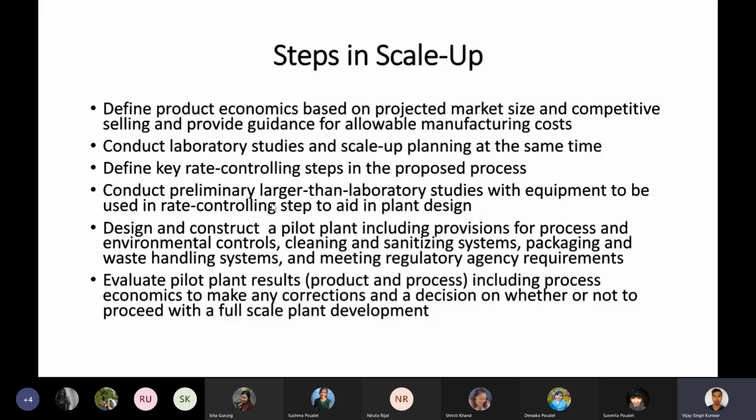And you have to determine the rate controlling steps, also whether they have to be defined. You use rate controlling steps also beforehand; you have to be able to come up with a certain idea.